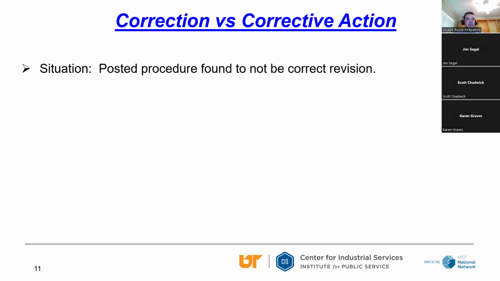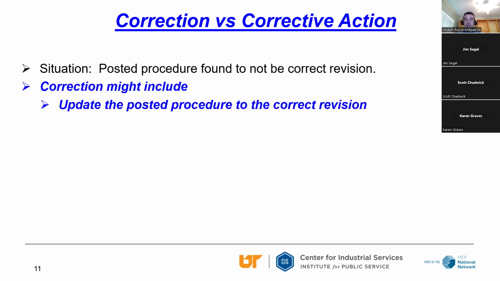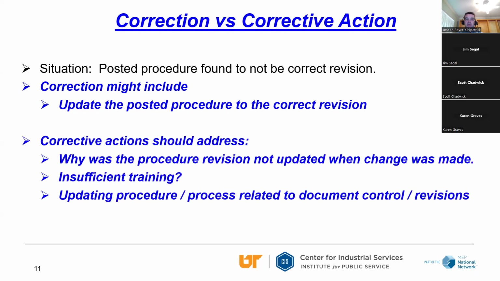Another example, you've got a procedure out there that's posted that is not the correct revision. Okay. Correction might include updating that revision, tearing down the old document, putting up the new document. That would be correction. Corrective action needs to address why the procedure wasn't updated, the copy out on the floor, when the change was made. Was it a training related issue? Was it a process or procedure related issue? But that needs to be addressed.